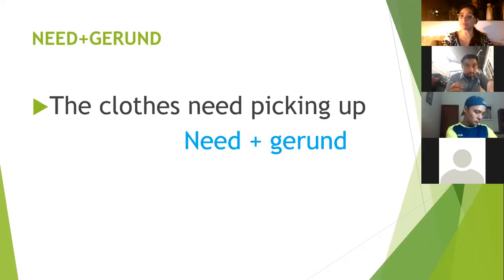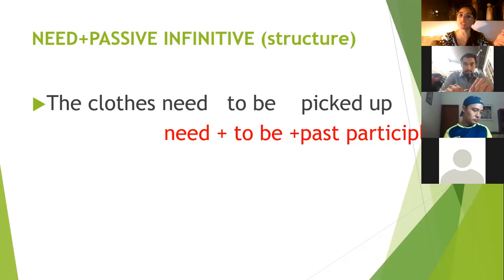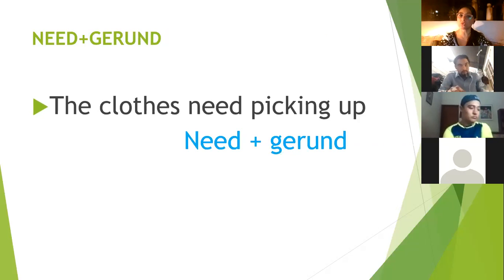So need gives us two choices. We can say need plus passive infinitive, or we can use need plus gerund. All right? Now, what's the difference? The way you structure it. Is there a difference in meaning? No. You're saying exactly the same thing. So just like yesterday and the day before, we had two ways using nouns, using there is, there are, or have, or has. Here, we're using need in two ways, but the meaning doesn't really change. You can say the clothes need to be picked up, or you can say the clothes need picking up.